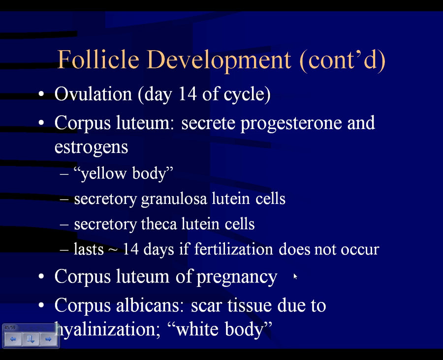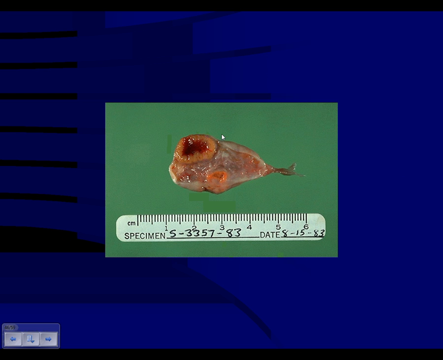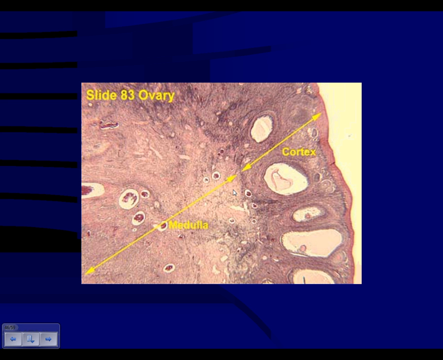It lasts about 14 days if fertilization does not occur, and if fertilization does occur, the corpus luteum actually expands and is stabilized, and it's called the corpus luteum of pregnancy. Once the corpus luteum is involuted, it becomes a scar, which is called corpus albicans, or white body. This is what a corpus luteum looks like, and like I said, it's really more orange than yellow. Some of the more plump ones are yellow, but usually more orangey, but whatever.